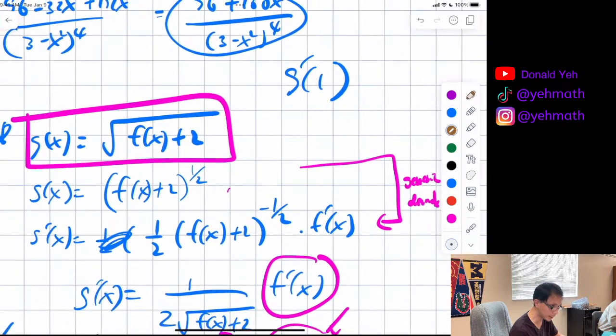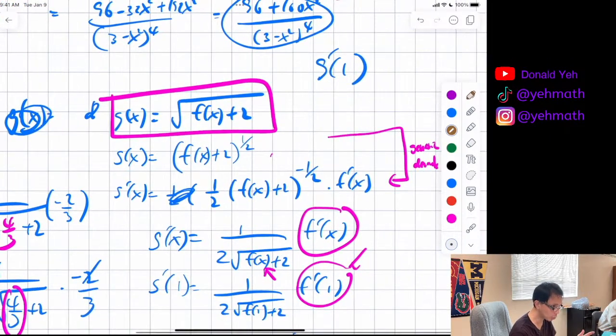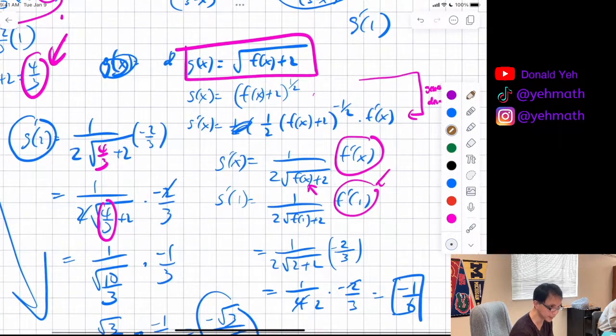Now you're gonna plug in g prime of 1, but I'm gonna work it out on the other side too. If I plug in g prime of 1, I get 1 over 2 times the square root of f of 1 plus 2, times f prime of 1. Then you're gonna say, what is f prime of 1? Well, f prime of 1 means when x equals 1, what is my slope? You look at the graph, the slope is going down 2, right 3, down 2, right 3. So that's going to be negative 2 over 3. And you evaluate it, you'll get negative 1 over 6.